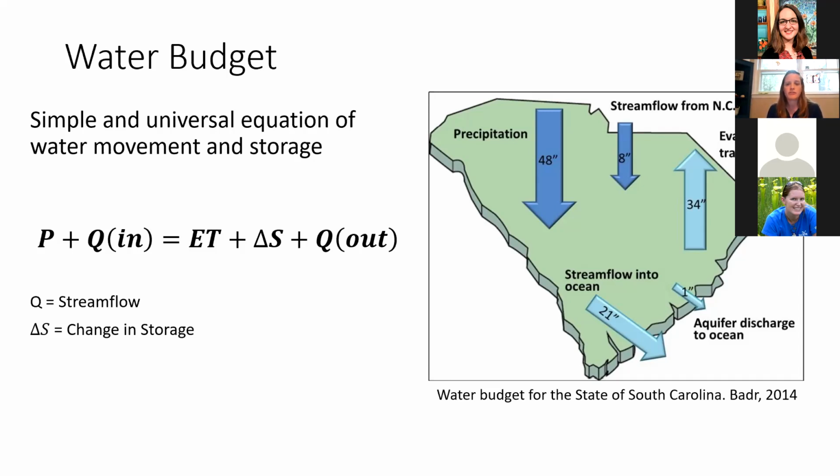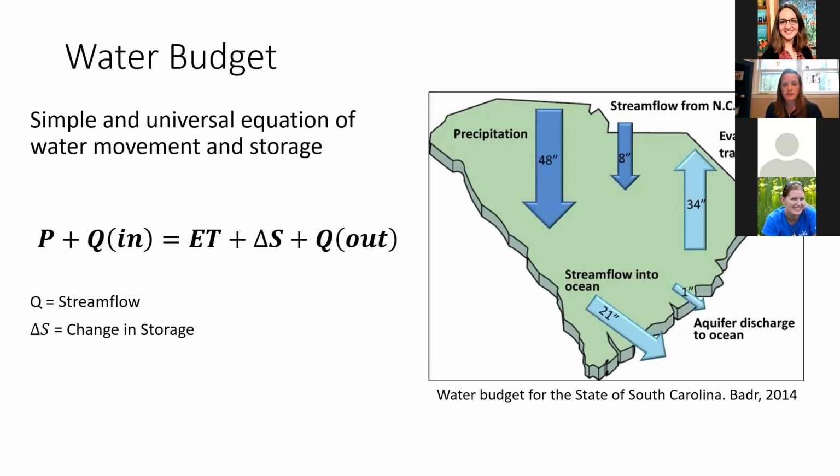And the water budget can be scaled to statewide, like this figure here on the right, or it can be scaled to smaller watersheds. So the image on the right is a water budget for the state of South Carolina. Here we've got inputs of precipitation and stream flow from North Carolina, and then outputs of evapotranspiration, stream flow into the ocean, and aquifer discharge to the ocean. This conceptual water budget here is balanced, but it's not always balanced.